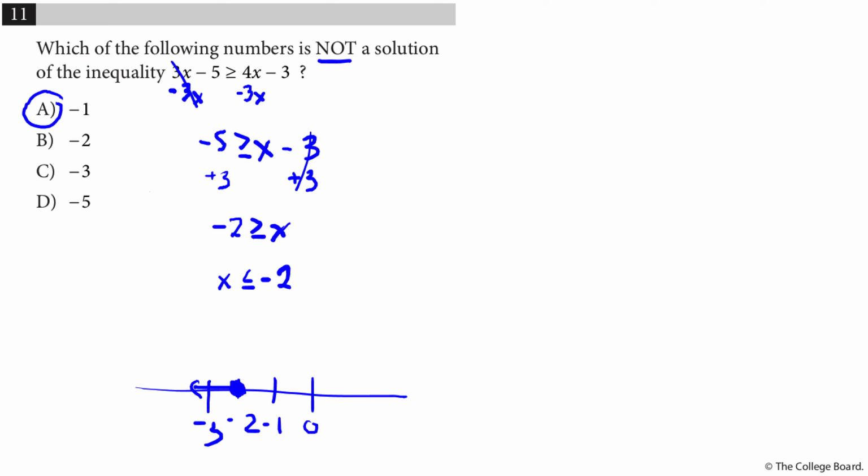Another way to deal with this is just by checking each of these in this inequality. So I could just plug in the negative 1 and see that this value would give me negative 3 minus 5 is negative 8. I could plug the negative 1 in here. Negative 4 minus 3 is negative 7, and I can see that because we're dealing with negatives, this is not true. Negative 8 is actually less than negative 7. I could check the other ones.